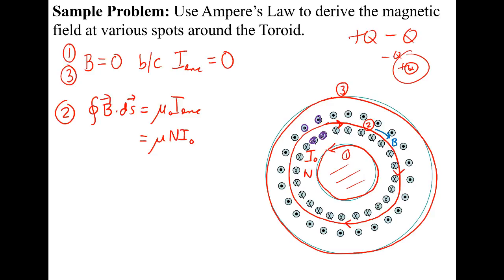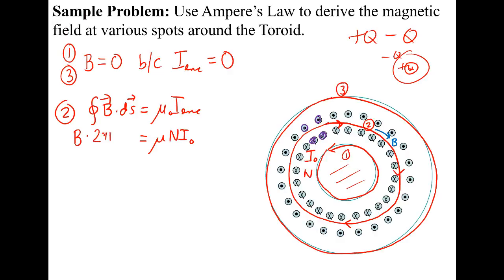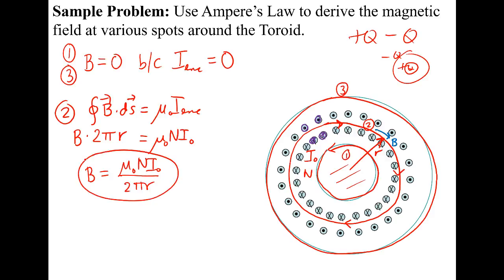And because of this, we are going to be able to calculate the value of the magnetic field pretty easily. It's going to be B times 2 pi r, where r is the radius of that second Amperian loop. Okay? So this means that the magnetic field is just going to be mu naught big N I naught over 2 pi r.